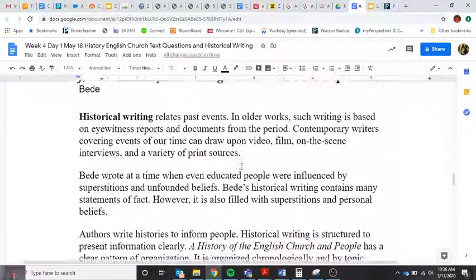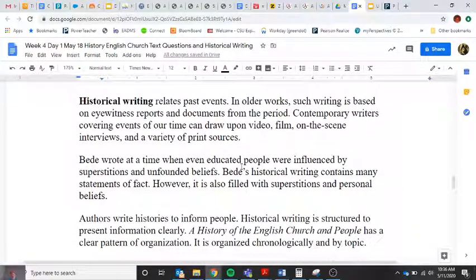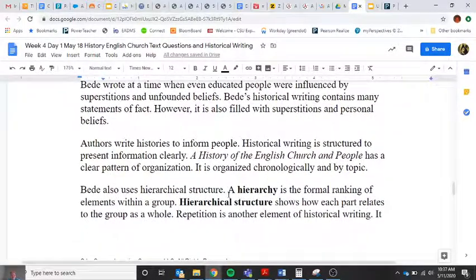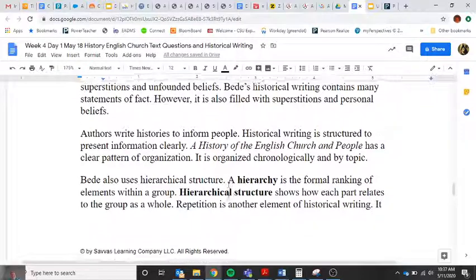Then moving on to historical writing. So historical writing relates past events. In older works, such writing is based on eyewitness reports and documents from the period. Contemporary writers covering events of our time can draw upon video, film, on-the-scene interviews, and a variety of print sources. Beatty wrote at a time when even educated people were influenced by superstitions and unfounded beliefs. Beatty's historical writing contains many statements of fact. However, it is also filled with superstitions and personal beliefs.